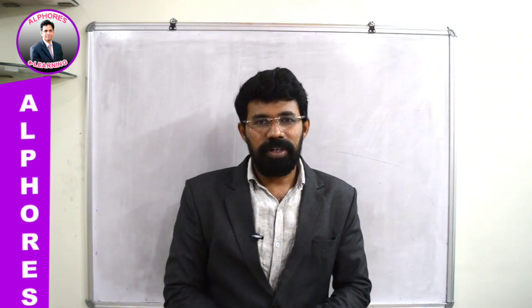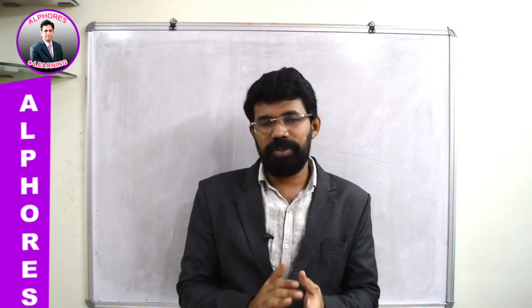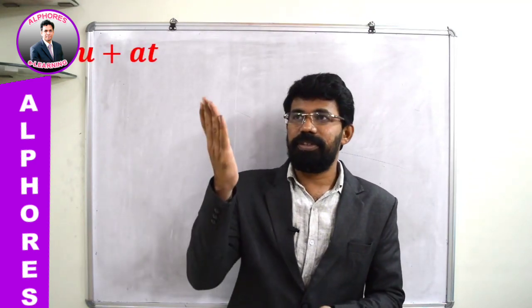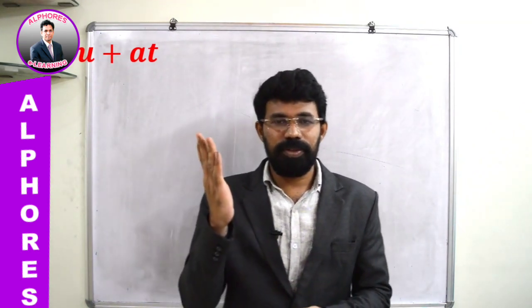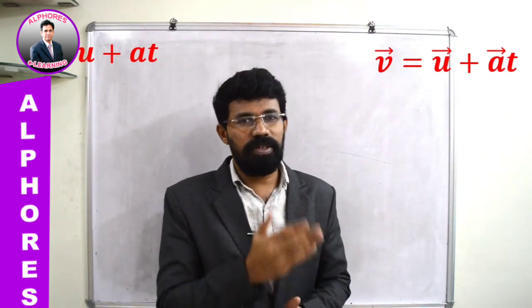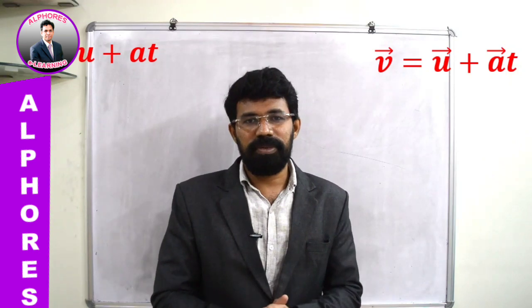Yesterday we derived all kinematic equations. So let us quickly recollect what has been completed yesterday. We have derived 5 kinematic equations. One equation is V is equal to u plus at. This can be expressed in vector form like this: V bar is equal to u bar plus a bar into t. That's how in vector form it can be written.